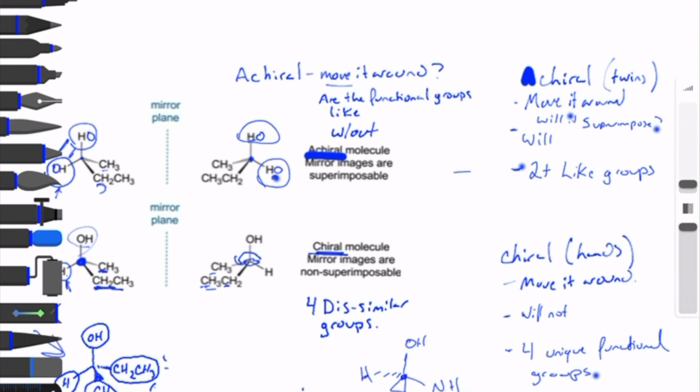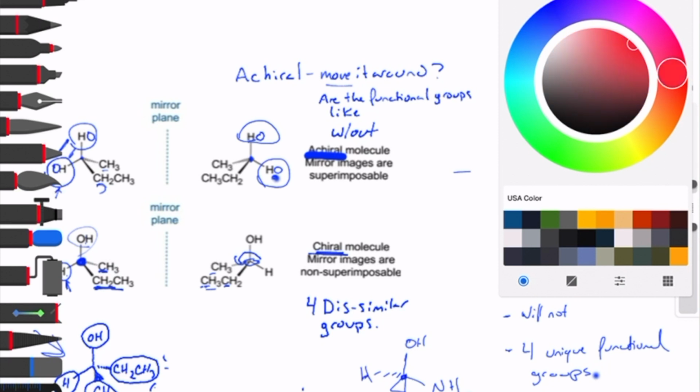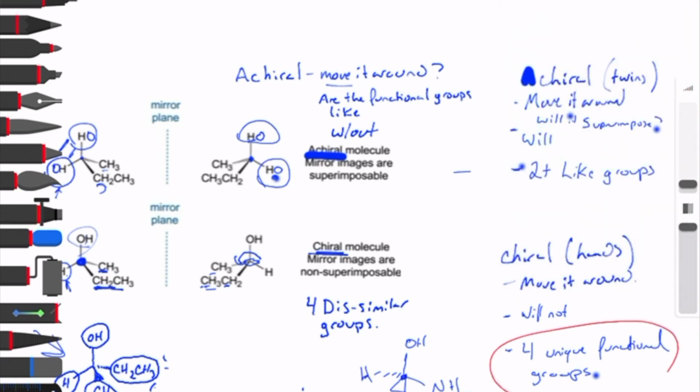Now, there is no way in heck you would be able to try to get this to be achiral. You can try, but you'd fail. And why? Because it has those 4 unique groups. So always be on the lookout for that when you're looking at chirality versus achirality. Okay? Hands versus no hands.